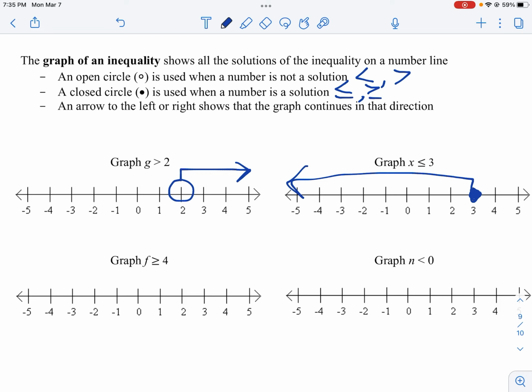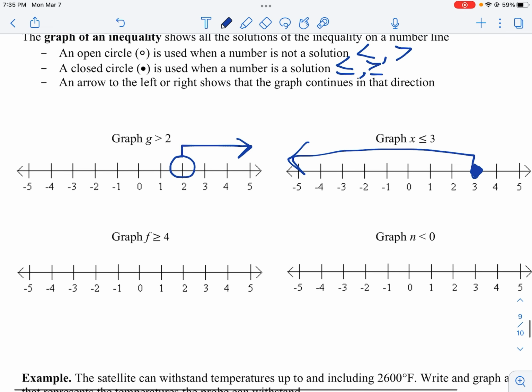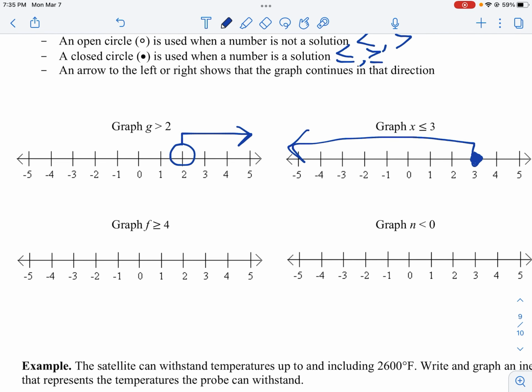Okay, pause the video, try these next two on your own. Okay. So we have f is greater than or equal to 4. So first thing, find my 4. Is it going to be an open or a closed symbol or circle? It's going to be closed because it has the line underneath. And then is my arrow going to go to the right or the left? It's f is greater than or equal to 4. So we need all the numbers that are greater than or equal to 4. So it's going to go to the right.